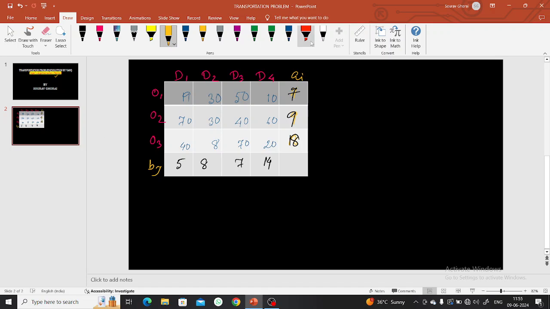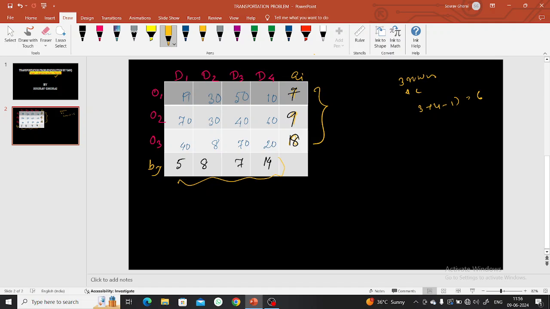We know that this is a transportation problem, and here we can find that there are three rows and four columns, so the number of solutions will be 3 plus 4 minus 1, that is 6. First we have to check whether this is a balanced problem or an unbalanced problem. These ai are the supply and these bj are the demands. So now find whether the sum of the demands and the sum of the supply are equal or not.